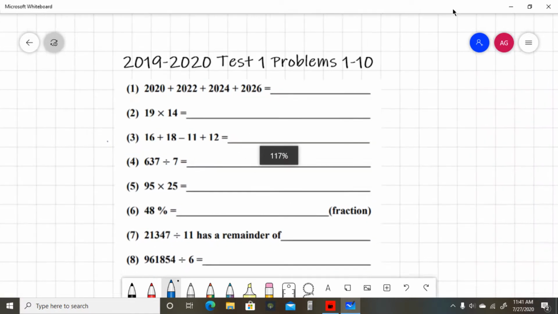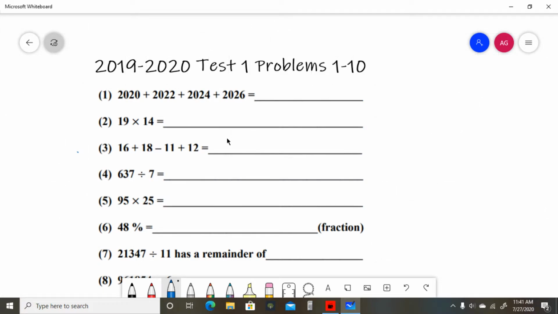Here, let me zoom in just a little bit. Okay, so you may notice something, and that's that we have a sequence here where the number next is 2 more than the number previous. So to get from 2020 to 2022, that's adding 2. 2022 to 2024, that's also adding 2. And the same thing for 2024 to 2026. When you have a sequence like this, where to get the next number you add a constant, this is called an arithmetic sequence.